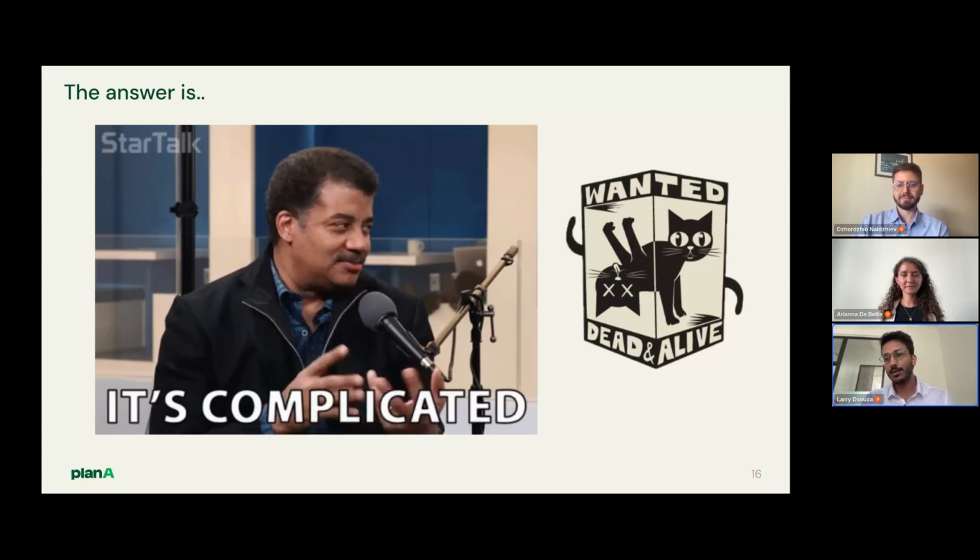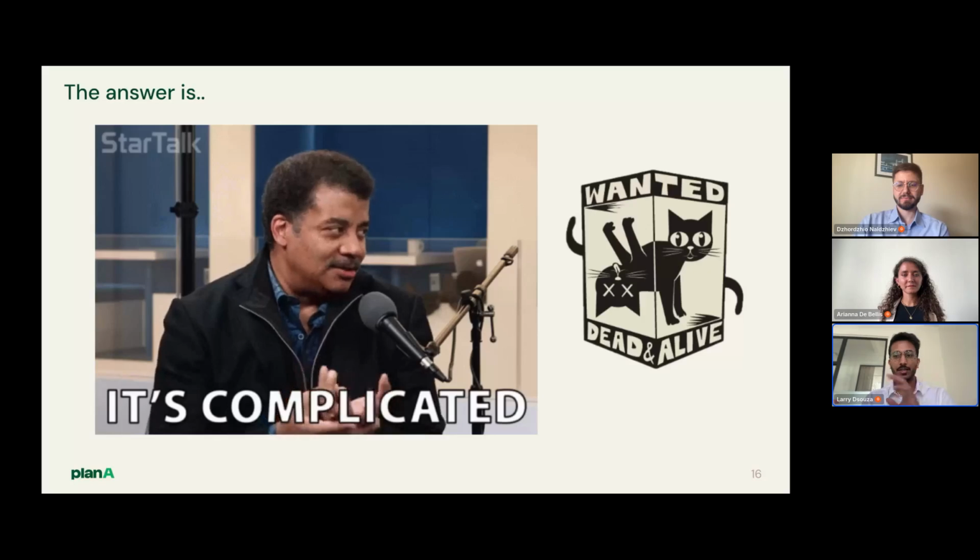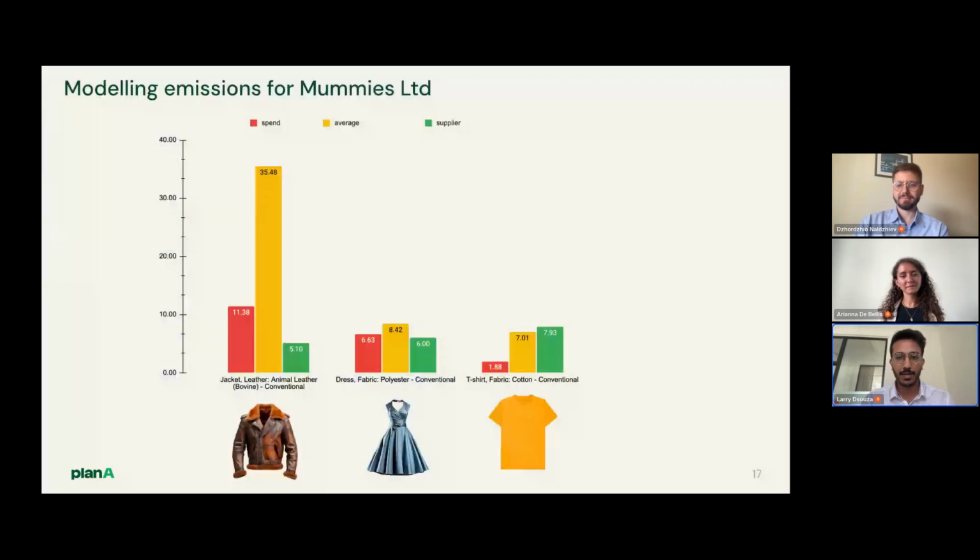So let's look a bit more in depth into these three products. We have prepared a few scenarios. What we did is we modeled the emissions associated with these products using different methodologies, which are the three methodologies that Arianna explained: the spend-based methodology, the average-based, and the supplier-based. And the data quality and the assumptions for the product, we have also done some assumptions here.